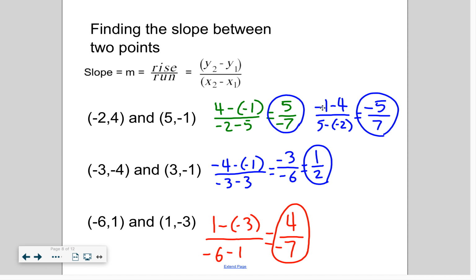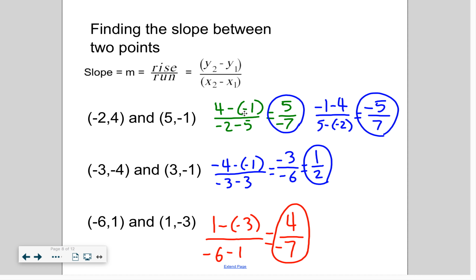So I showed you if you did negative 1 minus 4, it got you negative 5 on top. But keep it in that same order. So if you do negative 1 minus 4, make sure you do 5 minus negative 2. So 5 minus negative 2 gets you positive 7. And 5 over negative 7 is the exact same thing as negative 5 over positive 7. These are the same slope here.